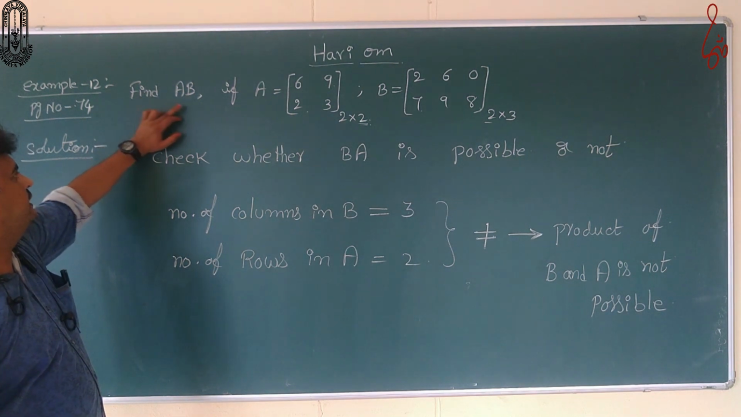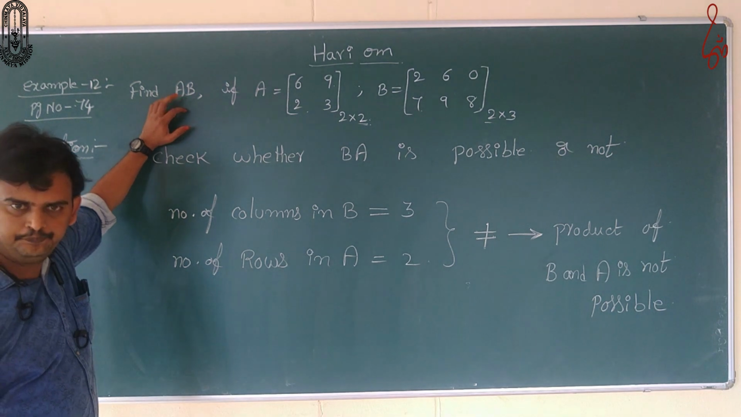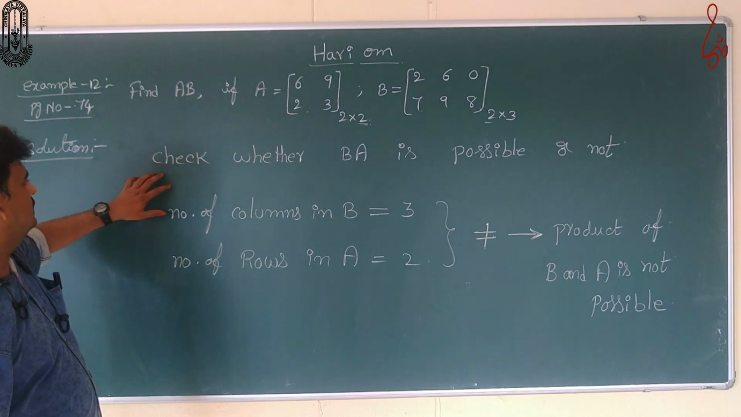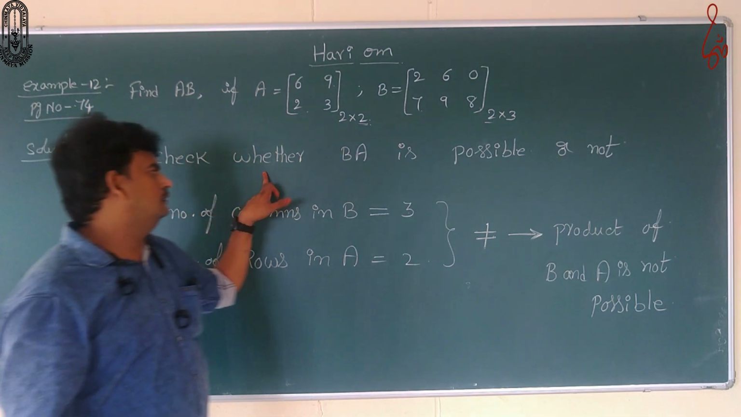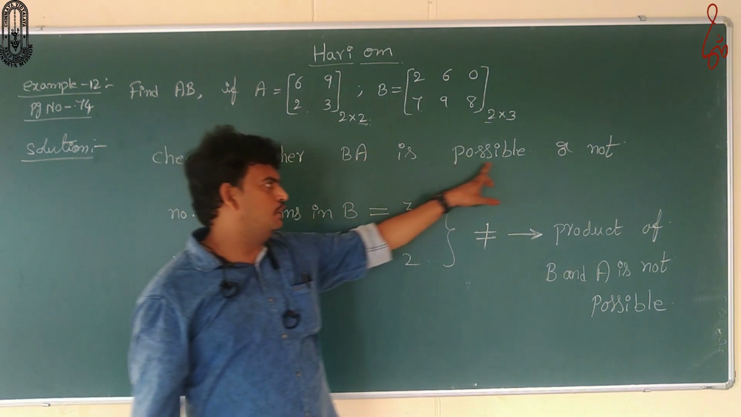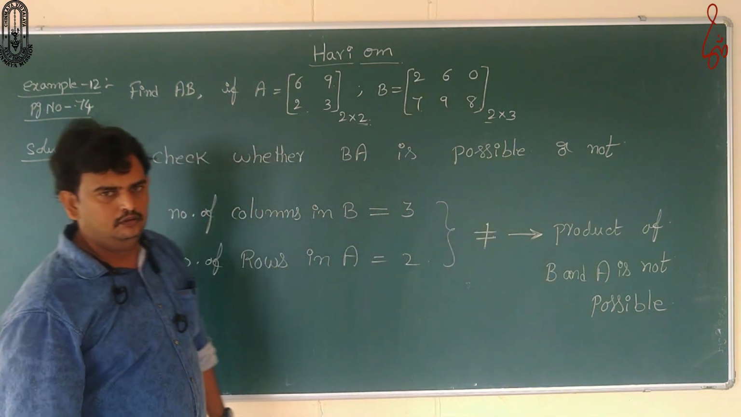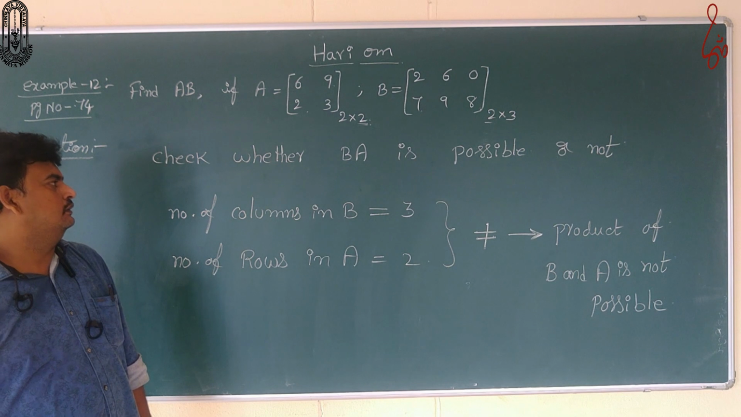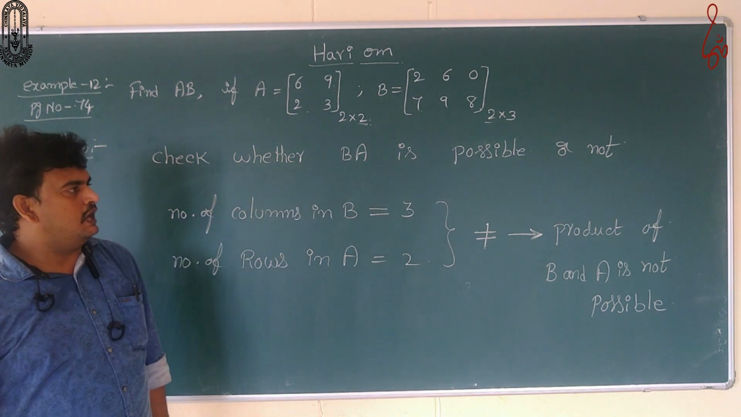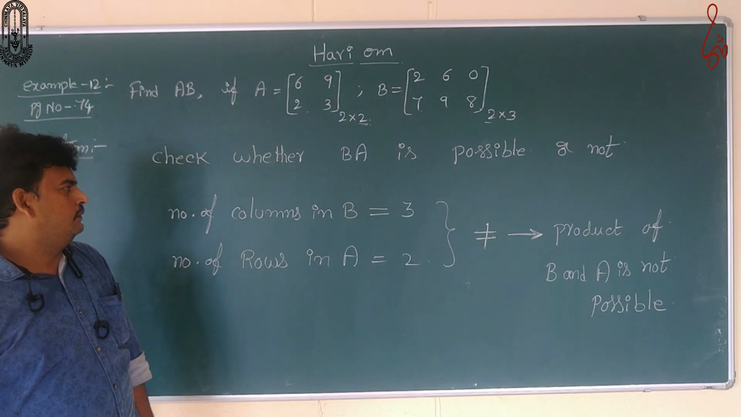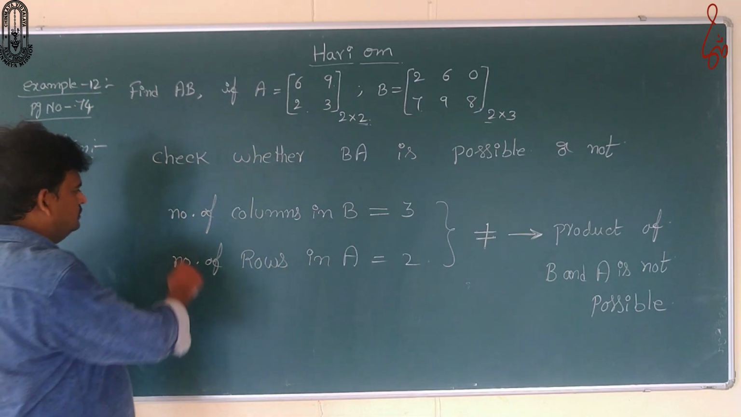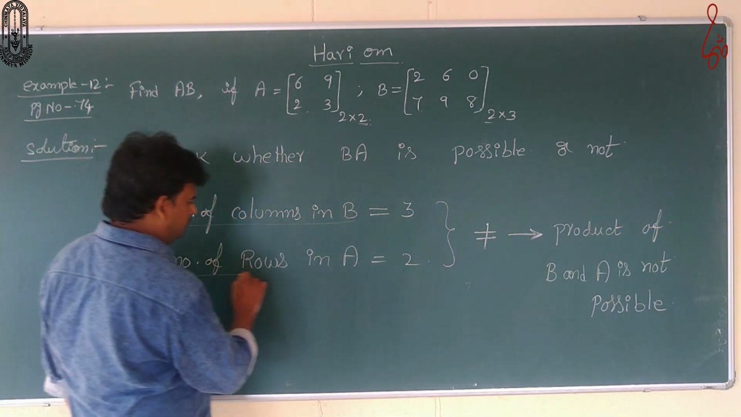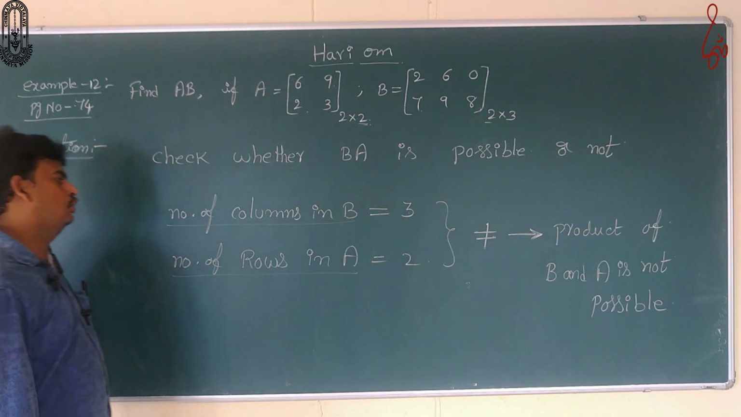Here the question is to find AB. If they ask to find BA, the product of B and A, now here the concept is to check whether B into A is possible or not. Just now we have seen how to find the product of A and B. Now we have a question whether the product of B and A is possible or not. As we know the condition, first we need to check the number of columns in B and the number of rows in A, whether they are equal or not.